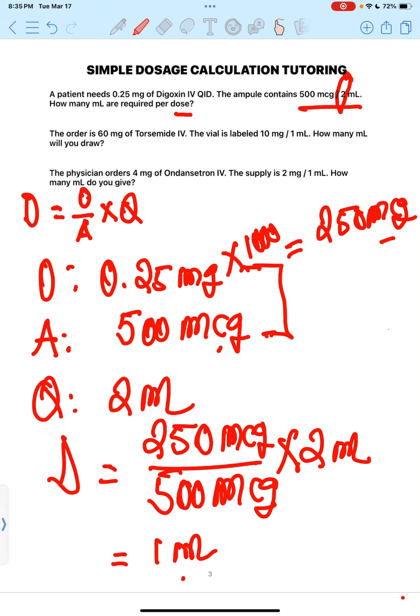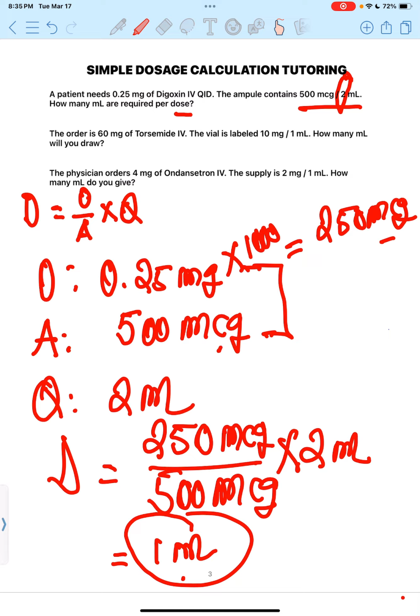But if the question was how many milliliter are required per day, now because 1 milliliter we are giving per dose and you are giving that 4 times a day, you're going to multiply the 1 milliliter by 4 to have 4 milliliter per day. But because the question is per dose, your answer is going to be 1 milliliter.